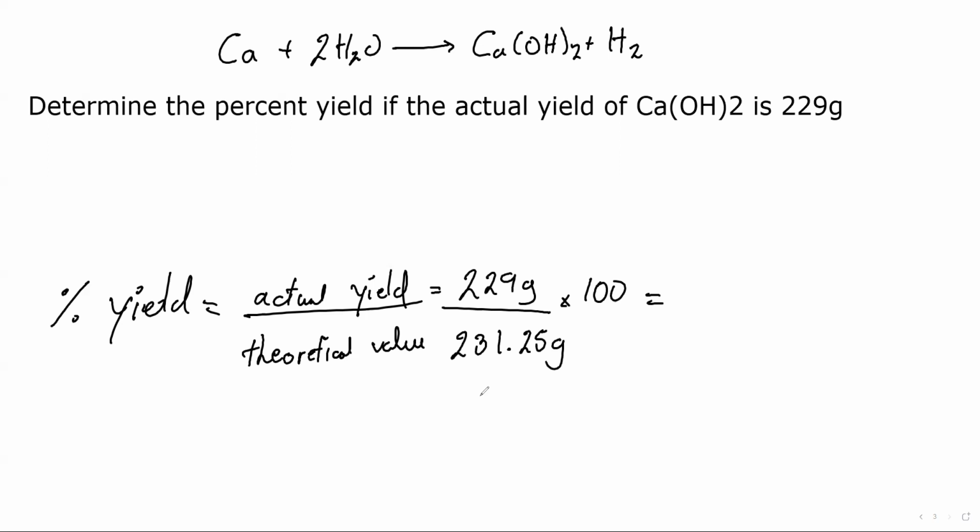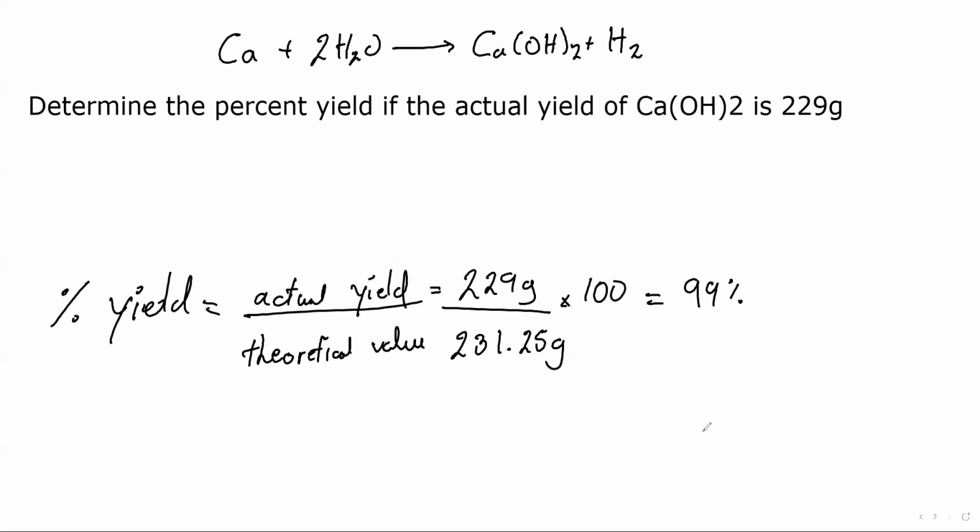229 divided by 231.25 times 100 gives you 99 point something. Let's just round it to 99%. So that means that 99% of the theoretical value is the amount of CaOH2 that was produced. So almost all the amount of CaOH2 that we theoretically should produce was produced. Only 2 grams were lost. Doesn't matter how, but we just lost that.